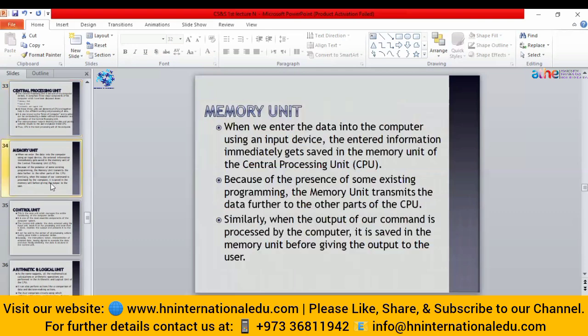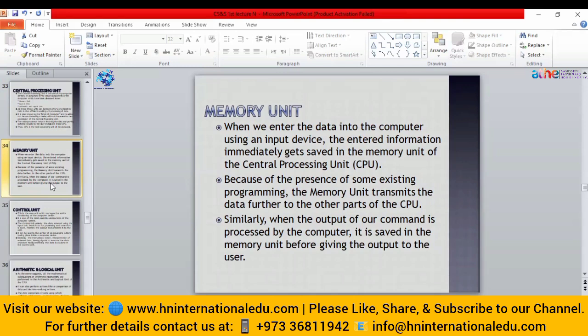The first one is the memory unit. Just like our memory is responsible for memorizing things, in the case of our computers, the memory is responsible for memorizing things. When we enter the data in the computer using the input device, the entered information immediately gets saved in the memory unit of the CPU. Because if the CPU is not able to memorize things, or there is no system to save the input or instructions inside the CPU, the CPU cannot do any work.